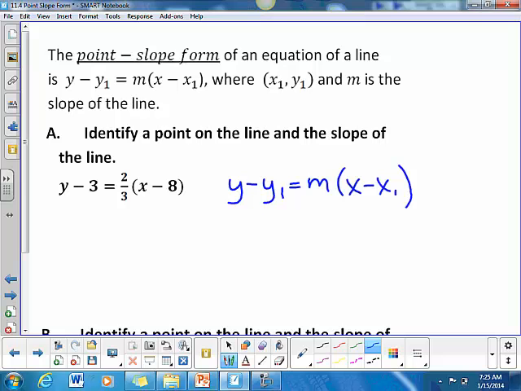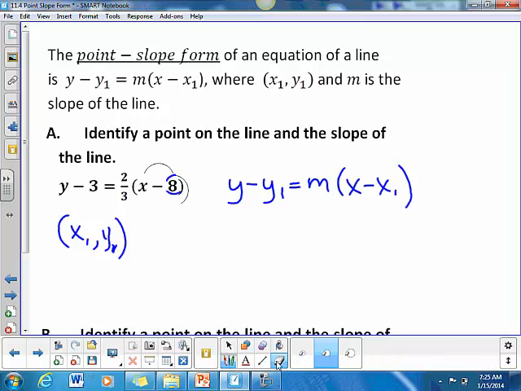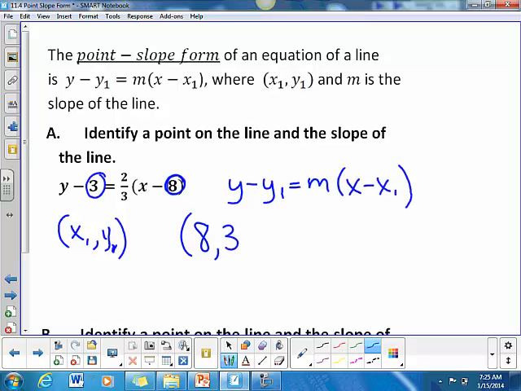The first thing that we want to do is identify a point. I'm looking for the x1 and the y1, or the ordered pair. I know from the model that 8 is my x1 term, and I also know from the model that 3 is the y1 term. So the ordered pair, or the point on the line, is (8, 3).